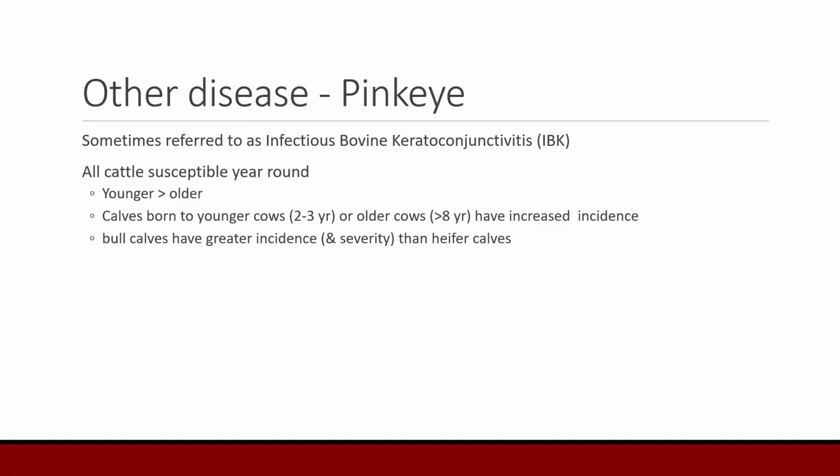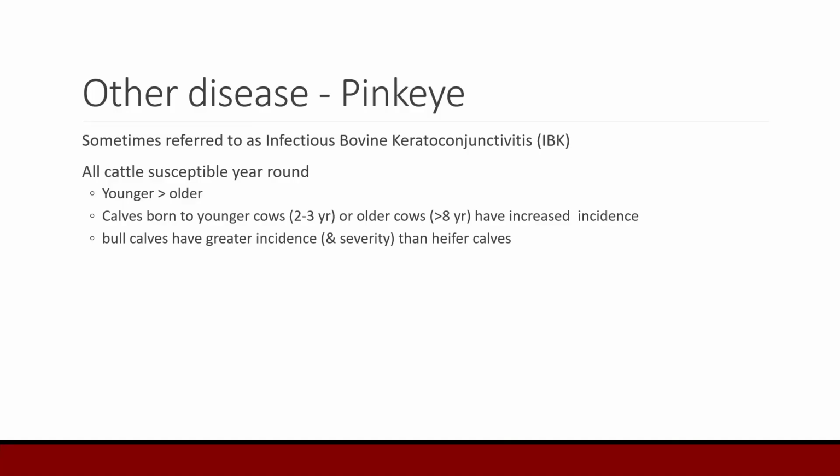Okay, all cattle are susceptible, and this can happen year round. Okay, but younger animals are typically more susceptible than older. Okay, calves that are born to younger cows or older cows have increased incidence. Don't know why, but it could be with either a lack of experience on mothering, right? They bed them down someplace with a lot of flies. And then on the older cow spectrum, they just don't have the energy to be good mothers, maybe. Okay. Bull calves have greater incidence and severity than heifer calves.